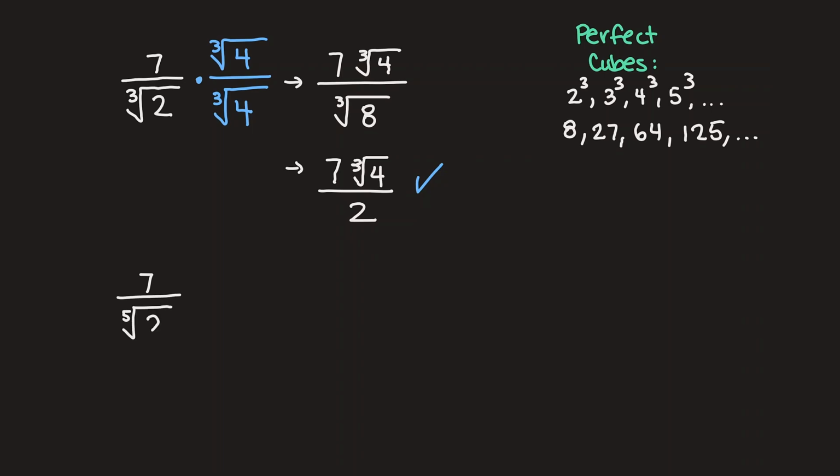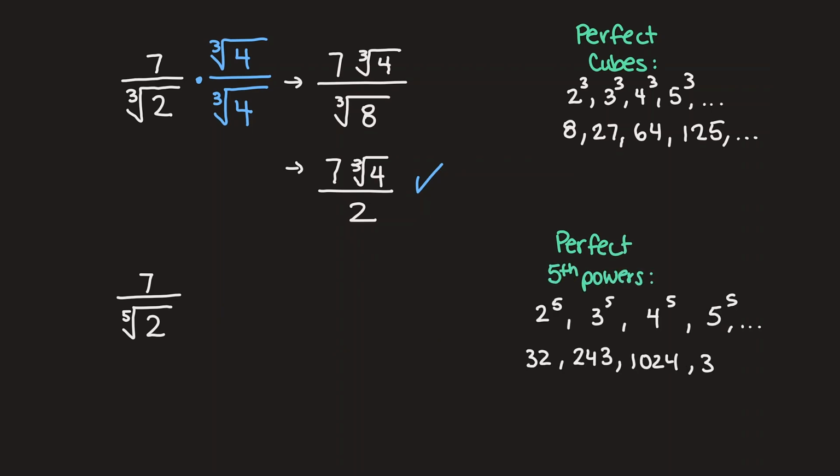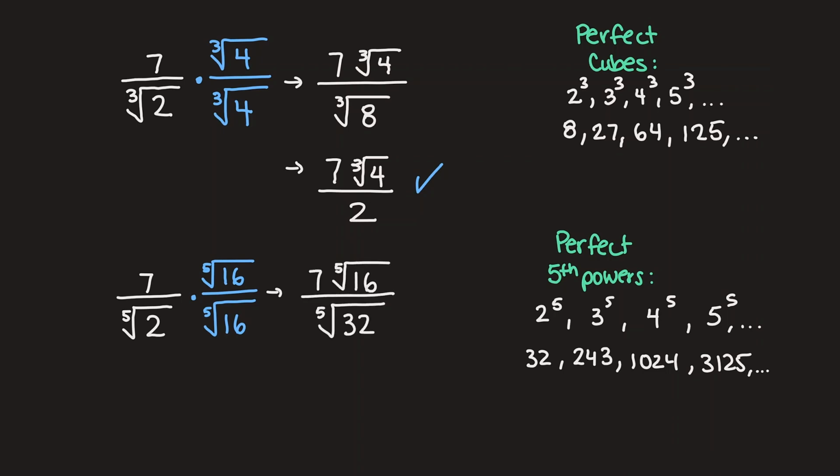If instead we have a fifth root, the same idea applies. We would have to multiply by something that will give us a perfect fifth power. And some perfect fifth powers include the following. So since 32 is a perfect fifth power, we should multiply the fraction by the fifth root of 16 over the fifth root of 16 in order to get a perfect fifth power as our radicand. This then simplifies to 7 times the fifth root of 16 over 2.